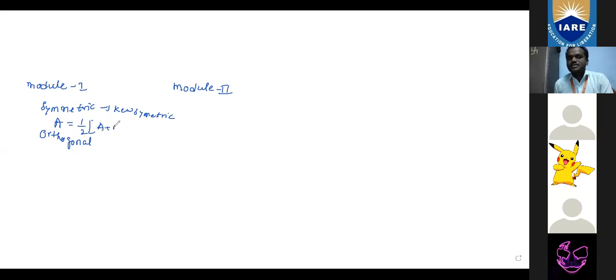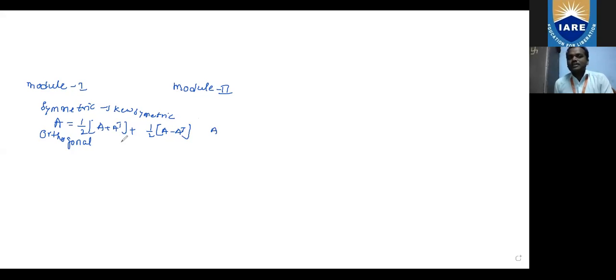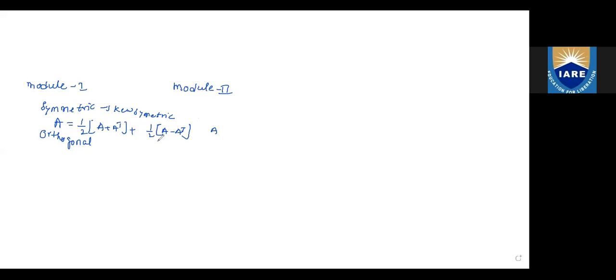A plus A transpose, plus half into A minus A transpose. So these are some of the square matrix, symmetric and skew symmetric. Any square matrix given to you, we can write as the sum of a symmetric matrix part, half into A plus A transpose, and a skew symmetric part, half into A minus A transpose.